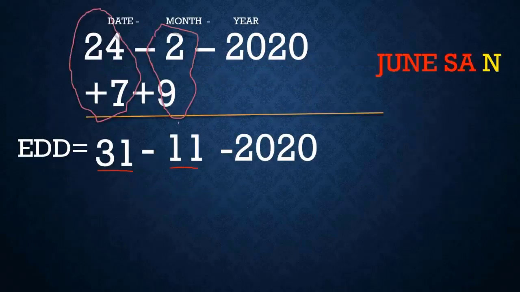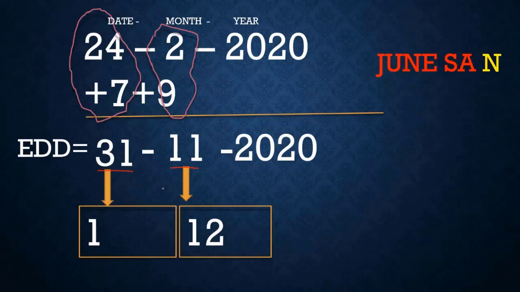That was, when you add 7 days and 9 months to this LMP, the answer will be 1st December 2020, because November has only 30 days in it. So we will give an extra 1 to this month. So here it will be 12. And after 30 November, there is the 1st December.